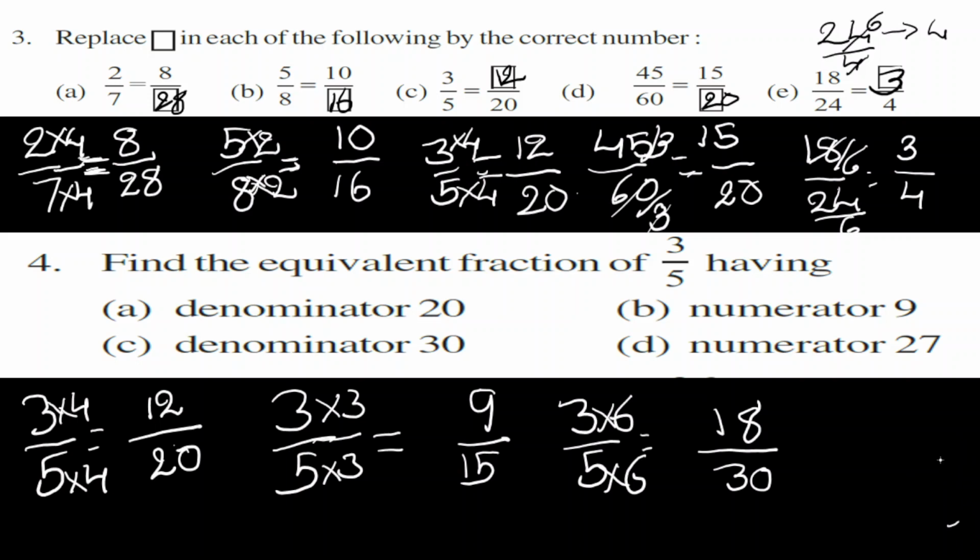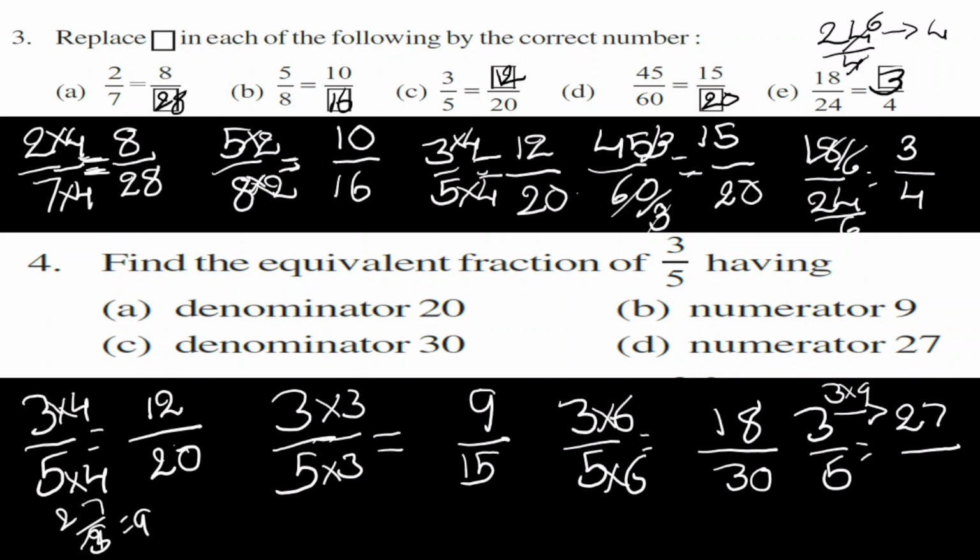And coming to the next one, here we need to find the equivalent fraction of 3 by 5 whose numerator is 27. Here the numerator became 27. This 3 became 27. You know that 3 into 9 is equal to 27. 27 by 3 is nothing but 9. So we need to multiply both the numerator and denominator by 9. 3 into 9 is 27 and 5 into 9 is nothing but 45. Now the fraction became 27 by 45.